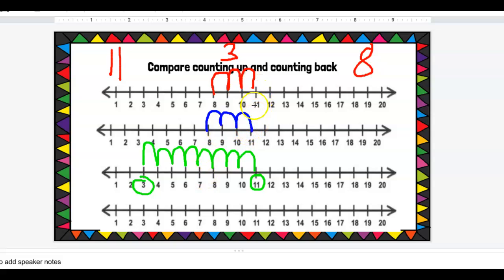Do you see, though, that taking the least amount of hops is probably the safest way to go? But all 3 strategies work.